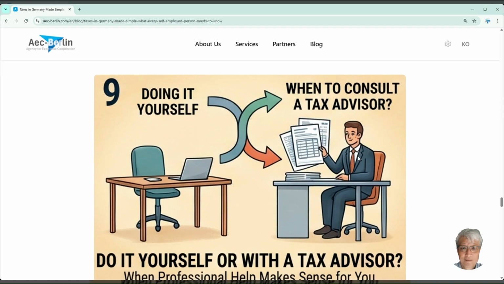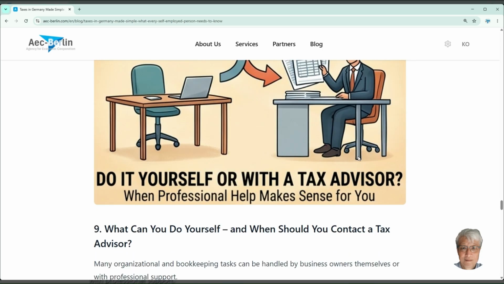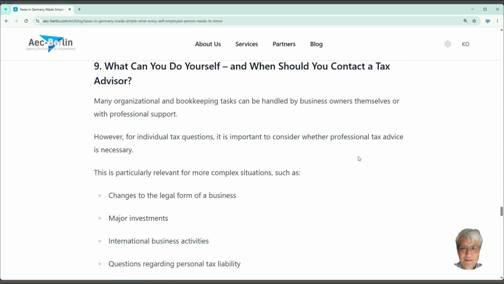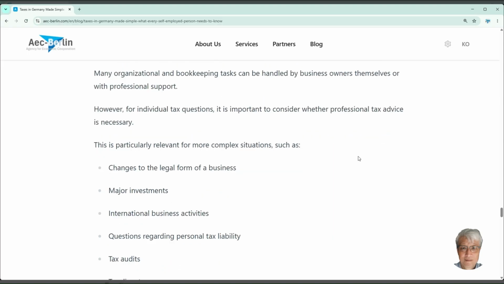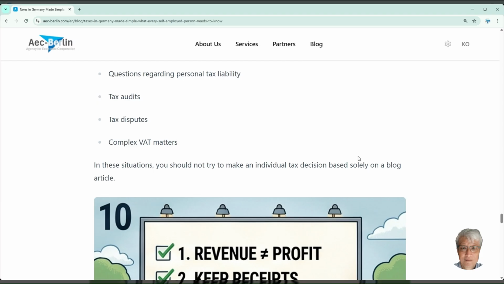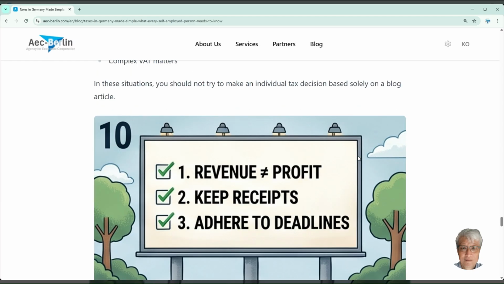9. What can you do yourself? And when should you contact a tax advisor? Many organizational and bookkeeping tasks can be handled by business owners themselves or with professional support. However, for individual tax questions, it is important to consider whether professional tax advice is necessary. This is particularly relevant for more complex situations, such as changes to the legal form of a business, major investments, international business activities, questions regarding personal tax liability, tax audits, tax disputes, and complex VAT matters. In these situations, you should not try to make an individual tax decision based solely on a blog article.